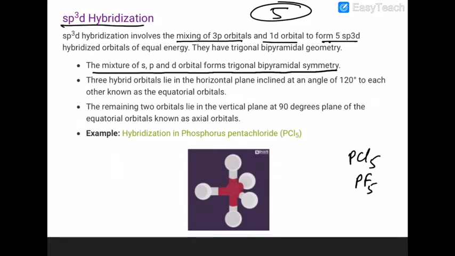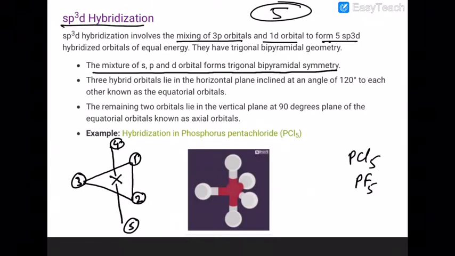What is trigonal bipyramidal symmetry? The 3 atoms will form the corners, so these will be in the same plane, and one bond is above and one is below the plane. So this is atom number 1, this is atom number 2, this is atom number 3, atom number 4, and atom number 5. Let us suppose the central atom is X. So the central atom is surrounded by the 5 atoms.